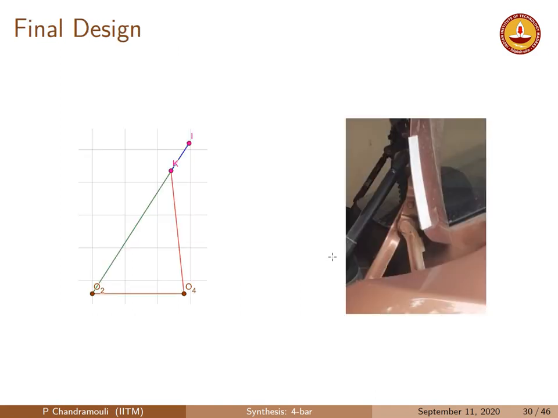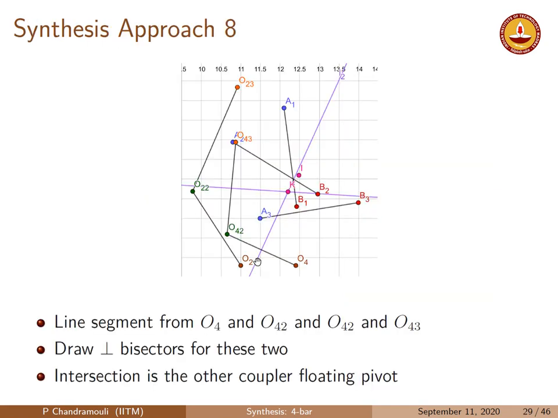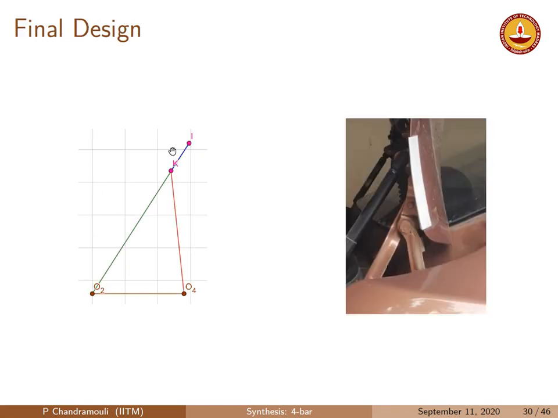And here is the design that you come up with. So you can see in this design, K and I are pretty close to each other. So if you now finally look at the construction that you have, I have O2, K and I are basically on the coupler, and O4 is out here. So in this configuration, this is the first position, fully open position, as you can see.